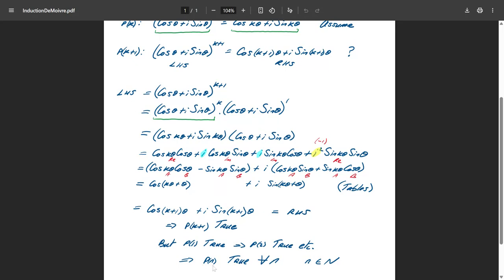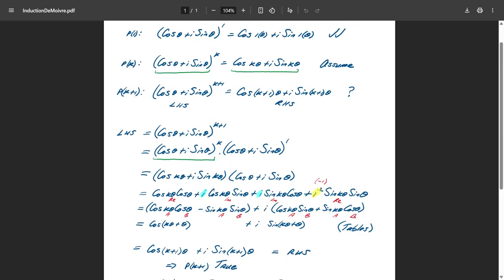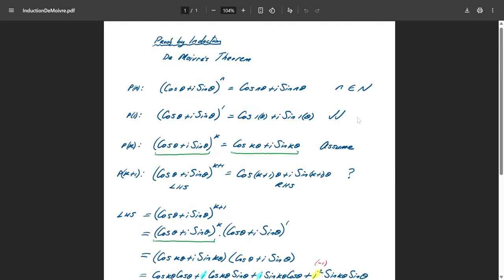You have to say that the proposition Pn is true for all, this little symbol means for all values of, it's an upside down capital A kind of. So it's Pn is true for all values of n, where n is a natural number, which is what we set out to prove at the very start. And that's De Moivre's theorem proved by induction.